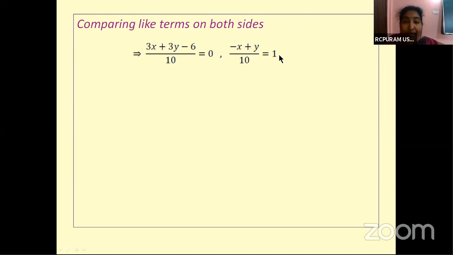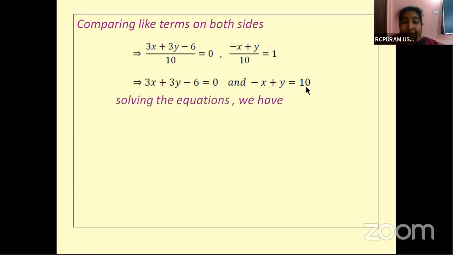Then we'll go for cross multiplication, which gives you 3x plus 3y minus 6 is equal to 0 and minus x plus y, when this 10 is multiplied, it goes to the other side, which is equal to 10. Then we'll try to solve these two equations, children. The first equation is 3x plus 3y is equal to 6. And the second equation what we have is minus x plus y is equal to 10.